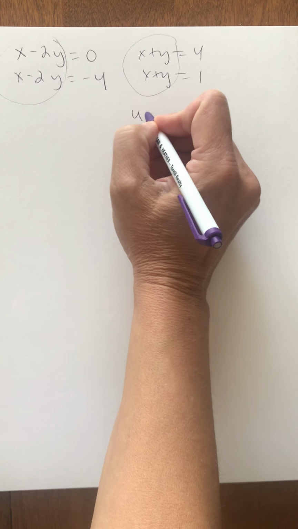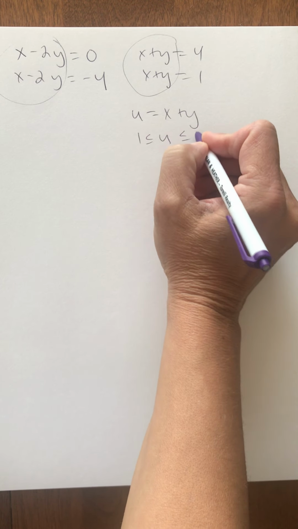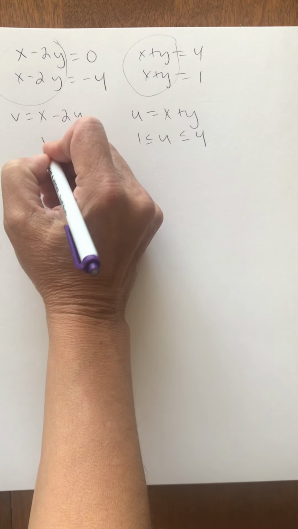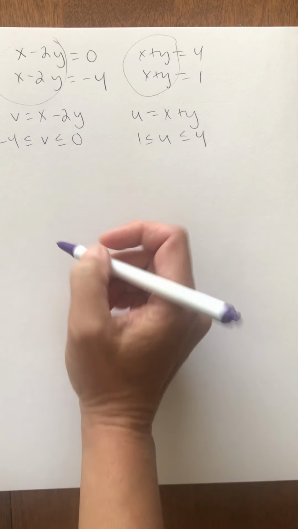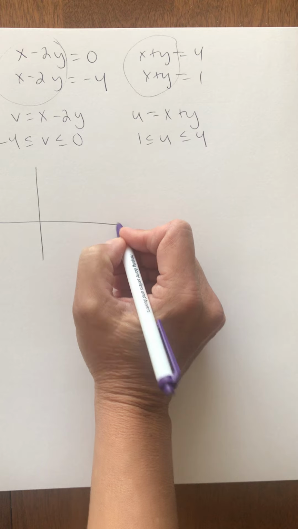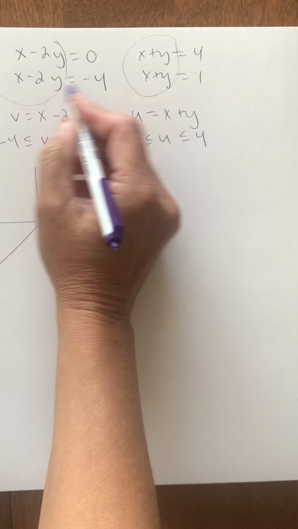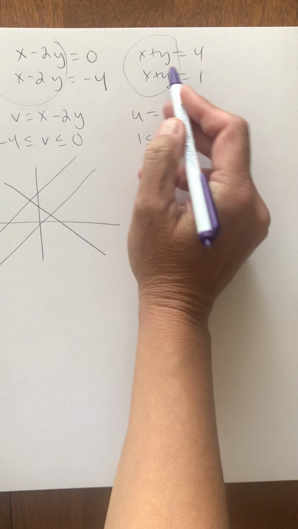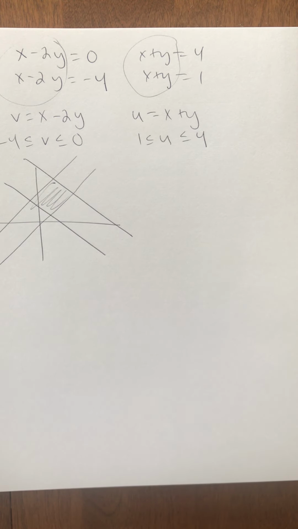So if I let u be x plus y, then u is between 1 and 4. And if I let v equal x minus 2y, then v is between negative 4 and 0. And you can see in the book that when you sketch these in terms of x and y, if x is 2y, that looks like this. And 2y is negative 4, that's up here. X plus y equals 1, that's going to be here. X plus y equals 4, that's going to be up here. So this is this terrible region that's neither y simple nor x simple.